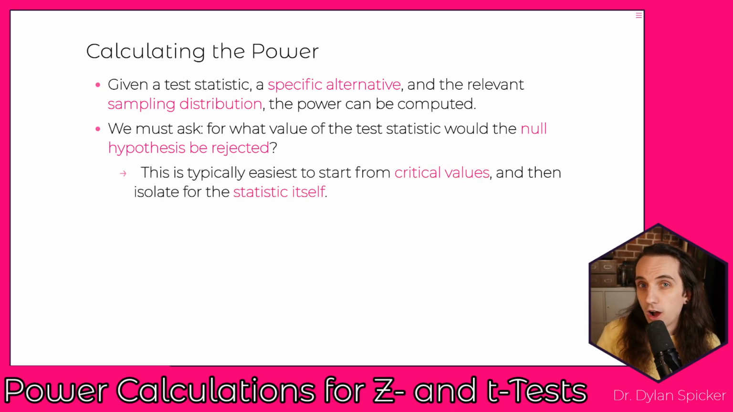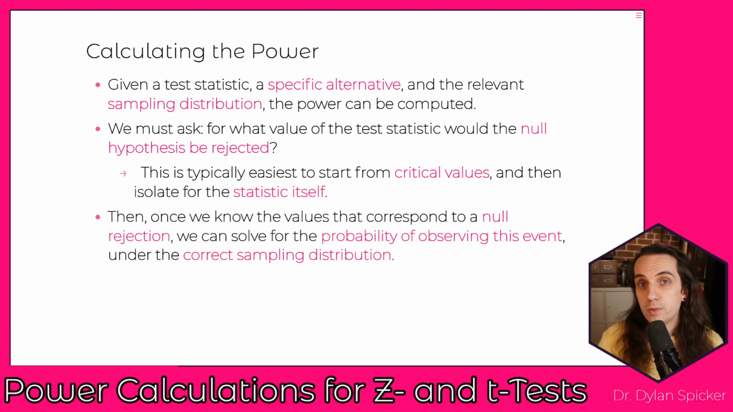Okay. This is oftentimes going to be the easiest to determine using critical values rather than directly from the p-values, for instance, although it's possible to do this from p-values as well. It tends to be just a little bit easier using critical values. So we can work out what would have been required to be seen in order for us to reject the null hypothesis. And then once we actually isolate back for the test statistic, then we can calculate the probability of observing that under the actual alternative hypothesis, right?